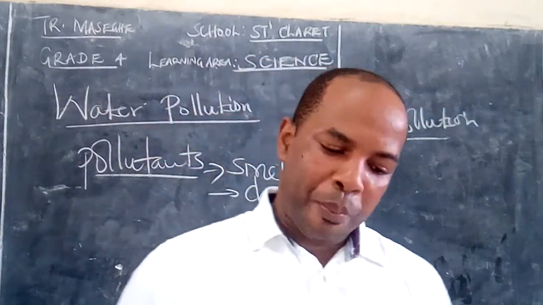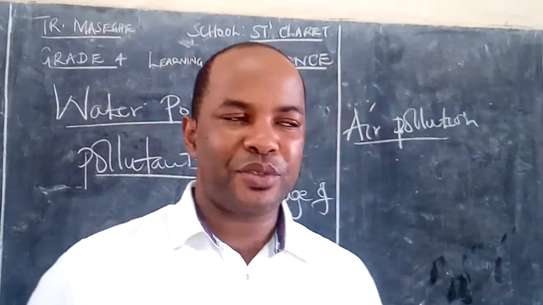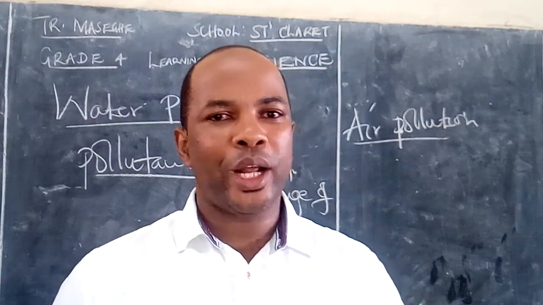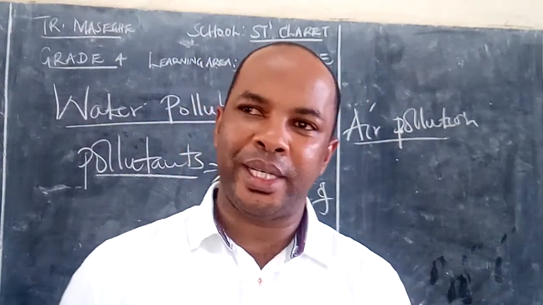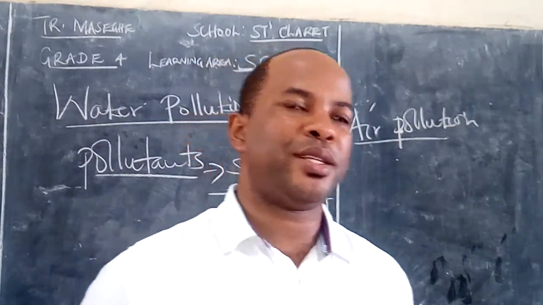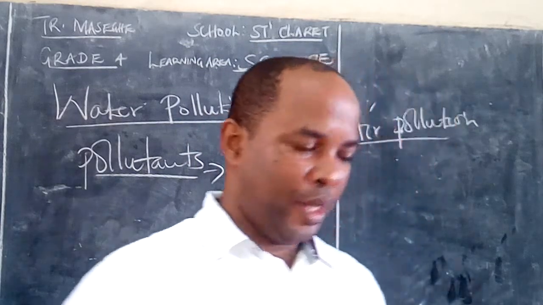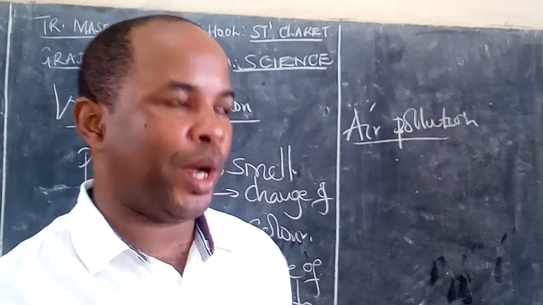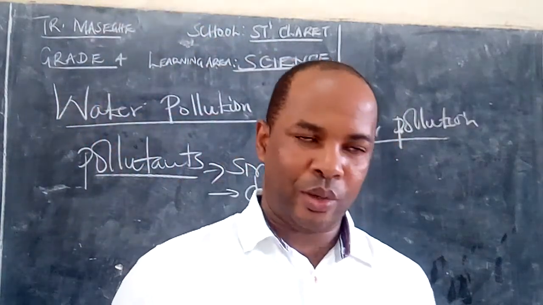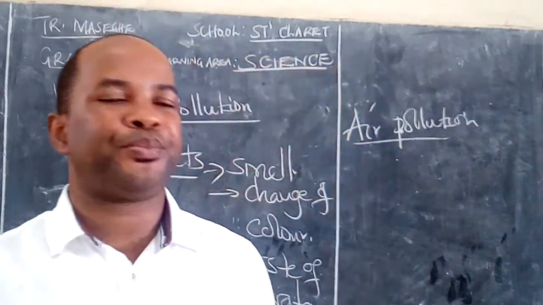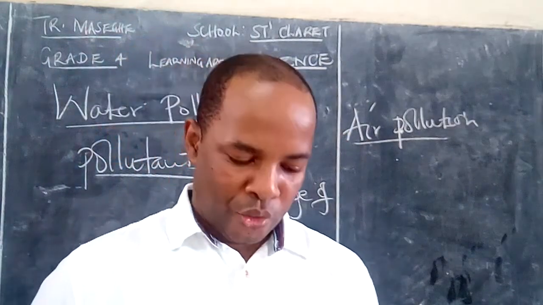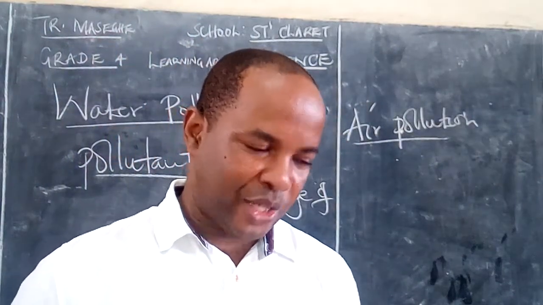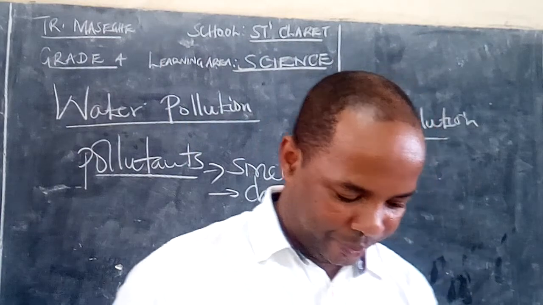So water without pollutants is clean. And as I've said, not all clean water is safe for drinking. For you to be sure that you have drunk clean water, you can boil it, or you can also use, let's say, chlorine. These people use chlorine to do what? They put chlorine in water to kill what? To kill germs.